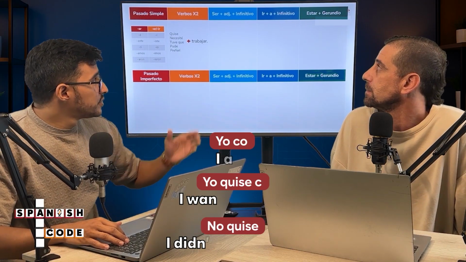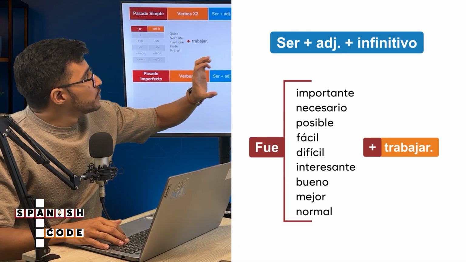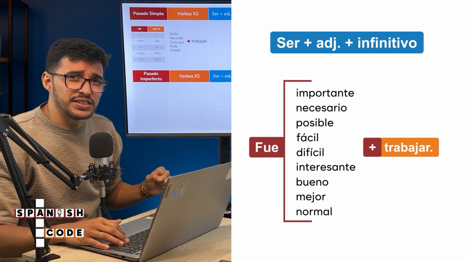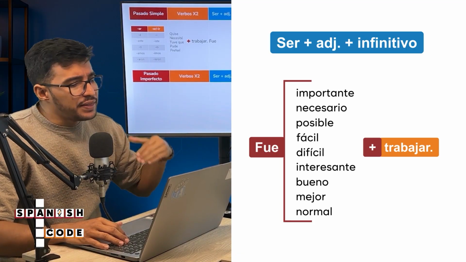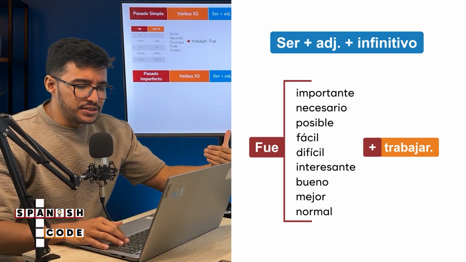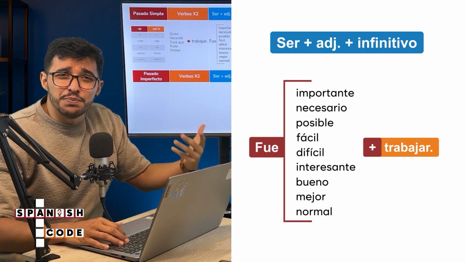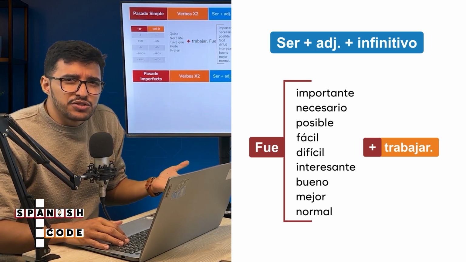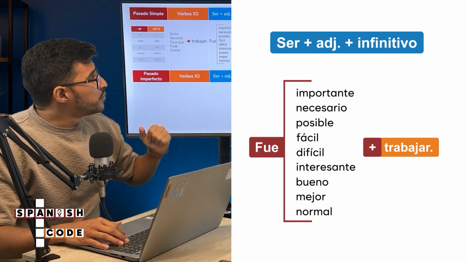And then we have the structure with ser. To be plus adjective plus infinitive. In this case, it's always about the third person. It is in present tense. It was, which is fue. And then you give any characteristic, any adjective like fue importante, fue necesario, fue bueno, fue malo, fue posible, fue imposible. A lot of those words are the same in English, so it's not that hard to remember them. Remember fue and then put adjective.